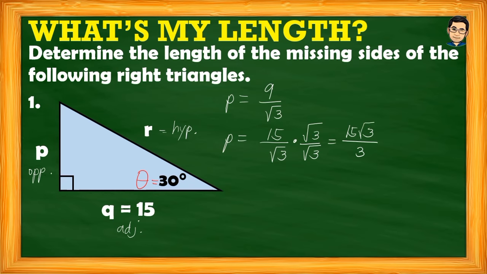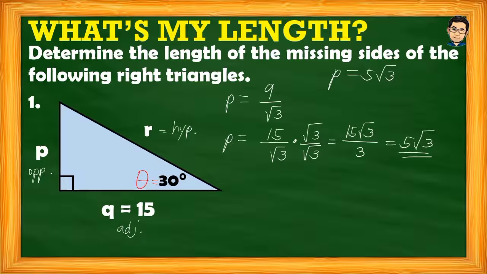No. So, pwede nating i-simplify yung 15 saka 3. Meron silang GCF which is 3. So, 15 divided by 3, that is 5. So, that will be 5 square root of 3. So, ito po ang sukat ng P. 5 square root of 3. So, lagay natin dito. P is equal to 5 square root of 3.